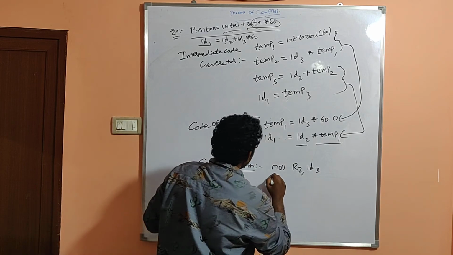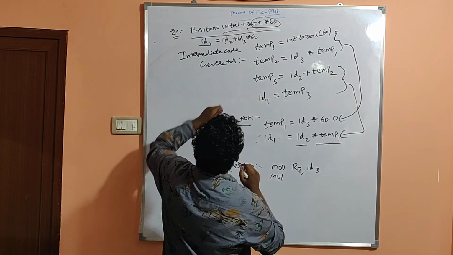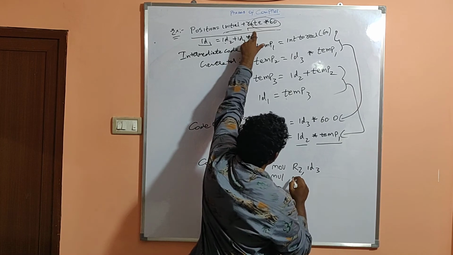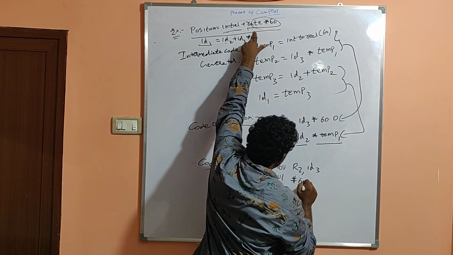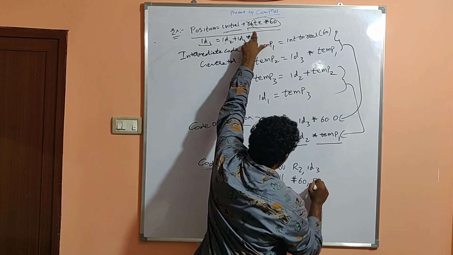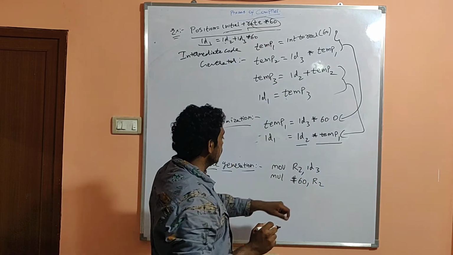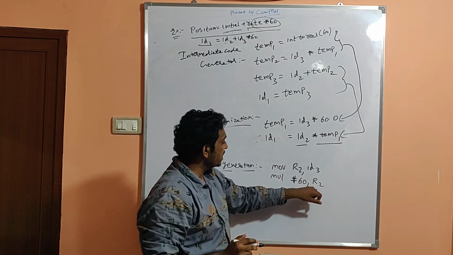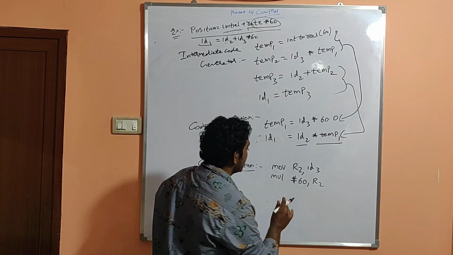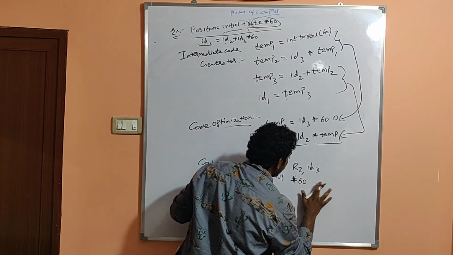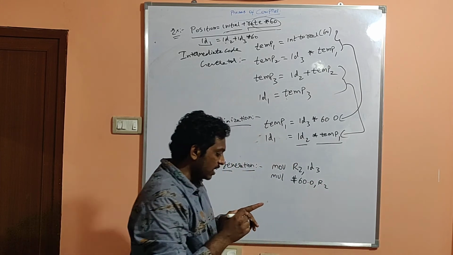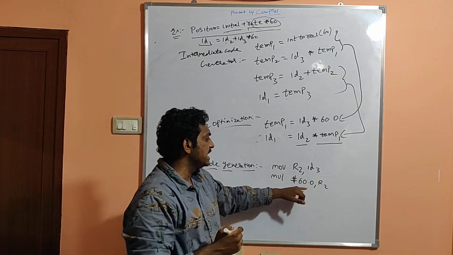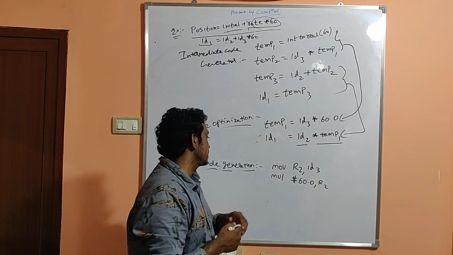In the same way, next we have to multiply. What do we have to multiply? Slash 60 comma R2. Again R2 is a temporary variable. Now in the temporary variable 60 is stored, not 60 here, it is 60.0 comma R2. Why? Because we should not write integer values, we should write float values.